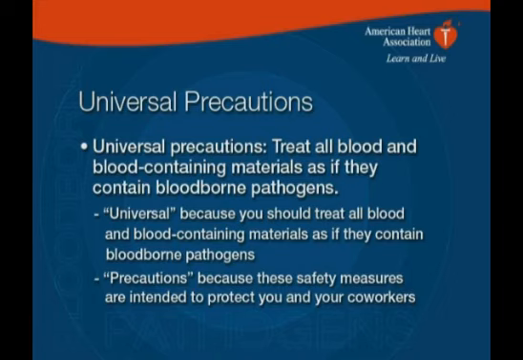Because you cannot tell whether blood contains bloodborne pathogens, it is best to treat all blood and blood-containing materials as if they contain bloodborne pathogens. This is called taking universal precautions. Universal because you should treat all blood and blood-containing materials as if they contain bloodborne pathogens, and precautions because these safety measures are intended to protect you and your coworkers.